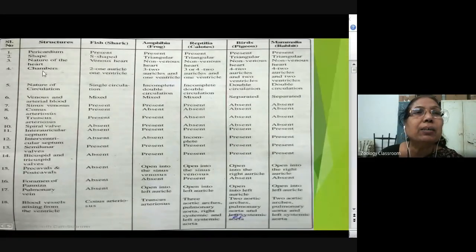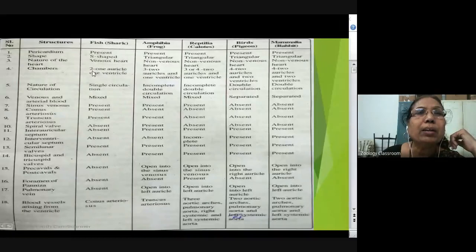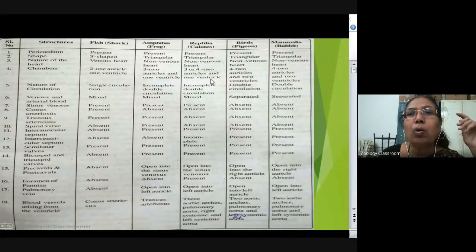Then chambers. In fish, 2 chambers, one auricle, one ventricle. Then in amphibia, 3 chambers, 2 auricles and 1 ventricle. In reptile, 3 or 4; in crocodile 4 chambers, 2 auricles and 2 ventricles. Then in bird, 2 auricles, 2 ventricles. In mammal the same. Then nature of circulation: in fish, single circulation.